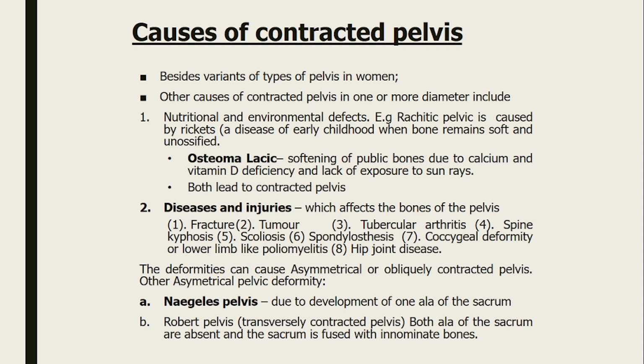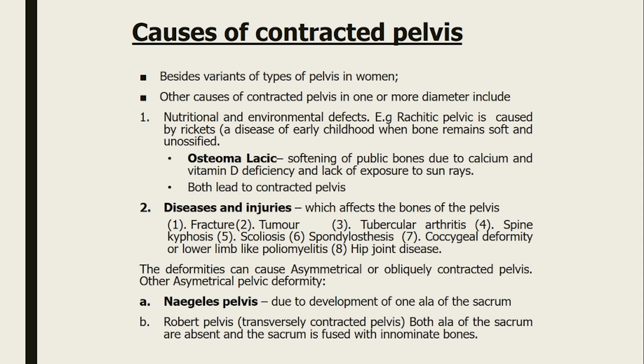Rickets is a disease of early childhood when bone remains soft and unossified. Rickets is so common in many developing countries, and usually they are due to deficiencies of vitamin D. Once there is deficiency of vitamin D, the absorption of calcium is limited. So the bones are not developed, the bones remain soft and unossified.